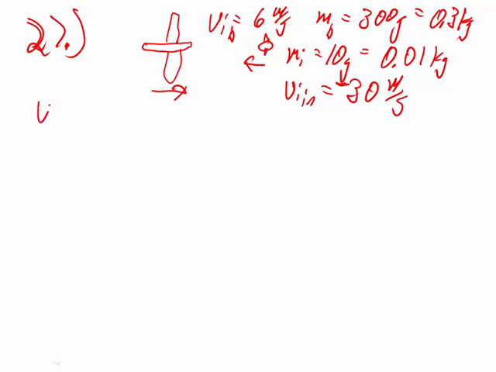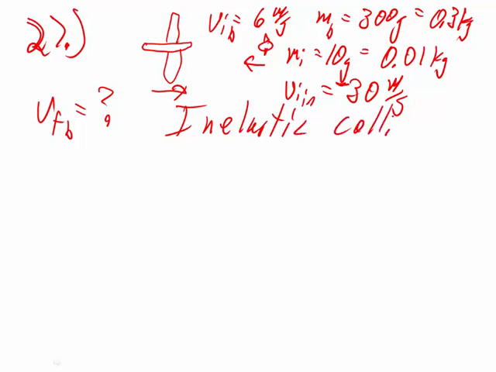So we want to find the final velocity of the bird. This is an inelastic collision. Why? Because the insect completely stops. It becomes stuck to the bird's belly. They stick together and the bird keeps going right along, but it does slow the bird down just a little bit. So how would we write this equation?